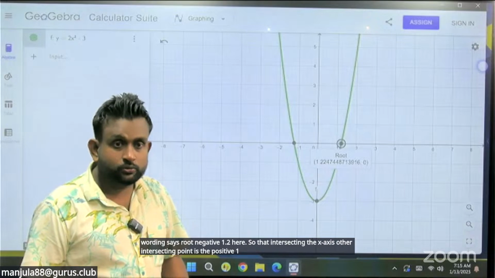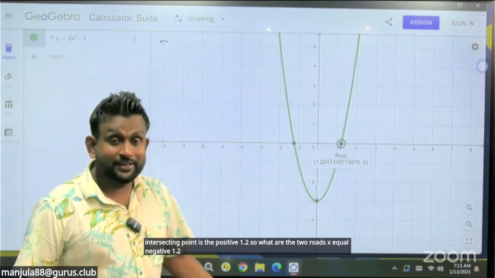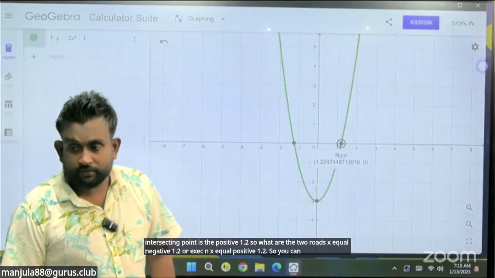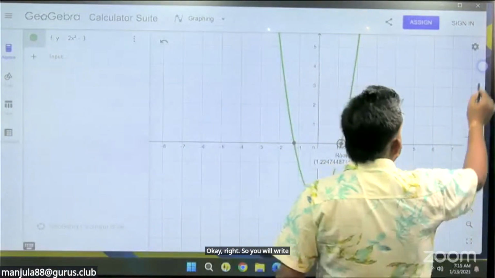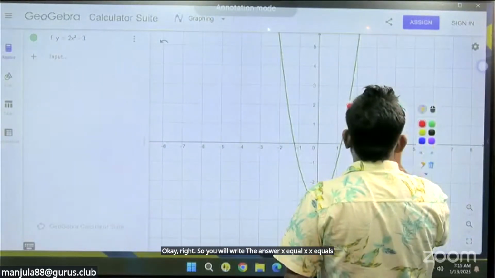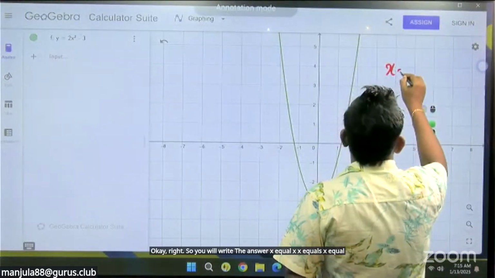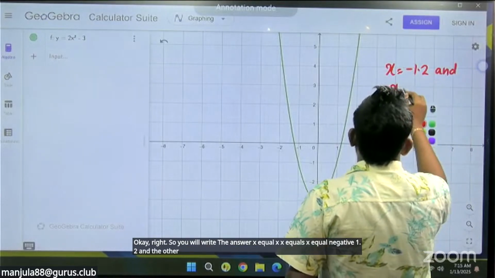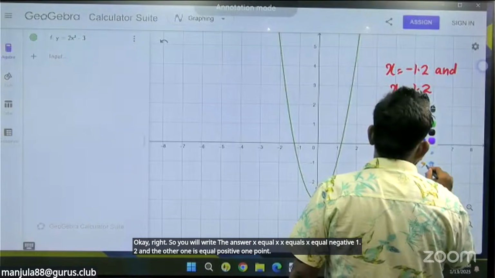So what are the two roots? x equals negative 1.2 or x equals positive 1.2. So you can write the roots there. Okay, so you will write the answer: x equals negative 1.2 and the other one x equals positive 1.2. So these are the roots there.